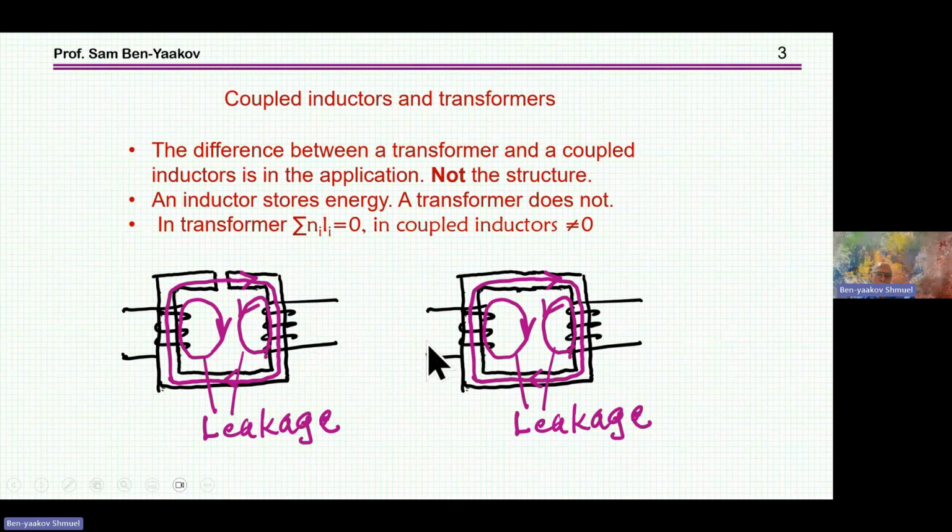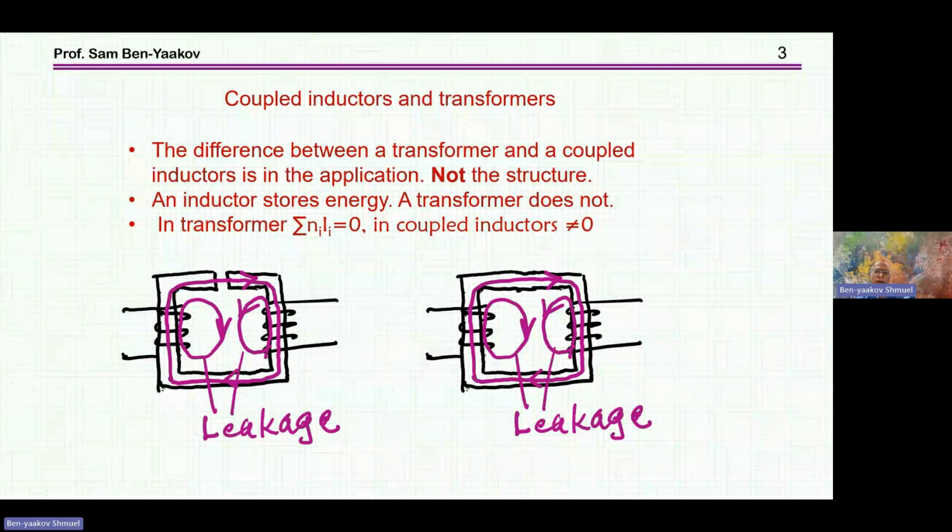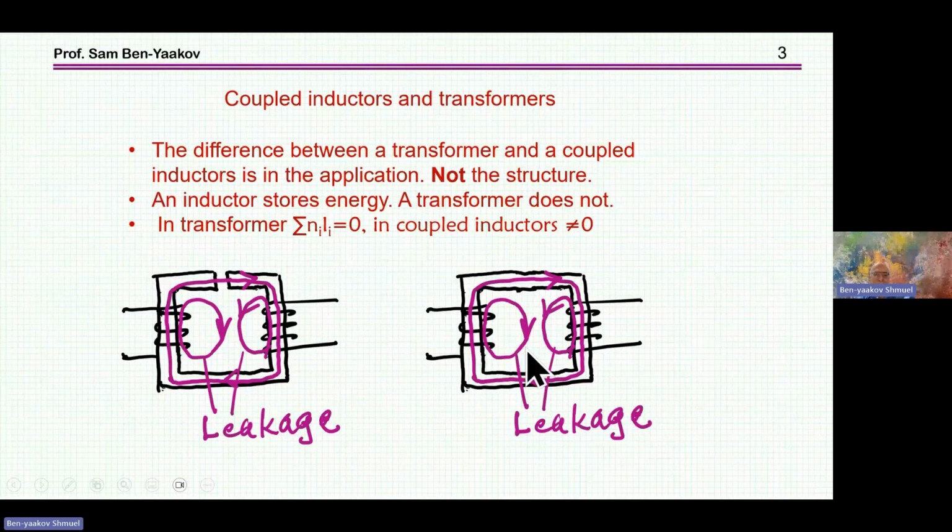On the other hand, when we are talking about a transformer, what we mean is that we have an element in which the input power is going out at the same instant to the output, so there's no storage here. So the element here is transparent to the power. This is the main difference.